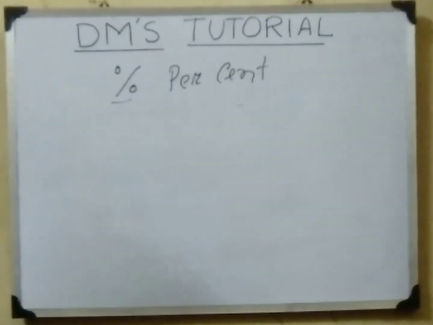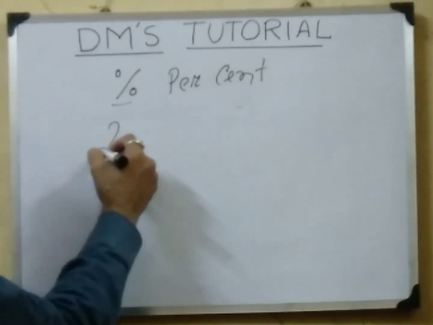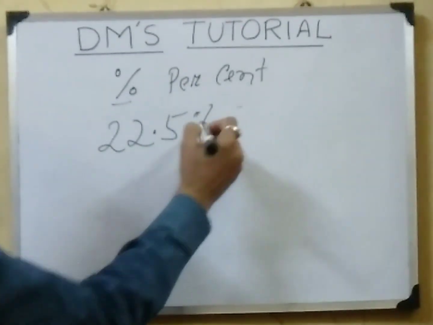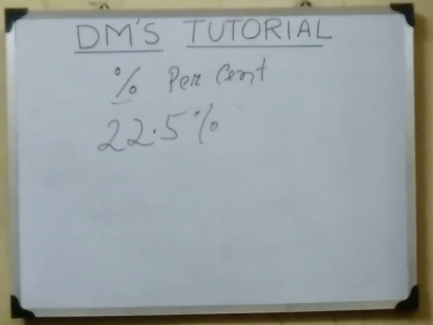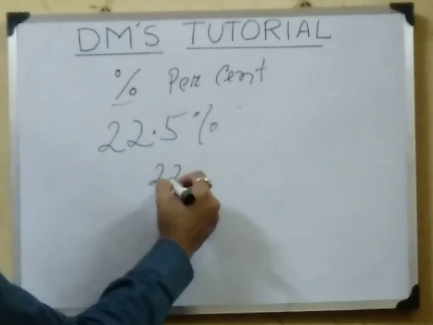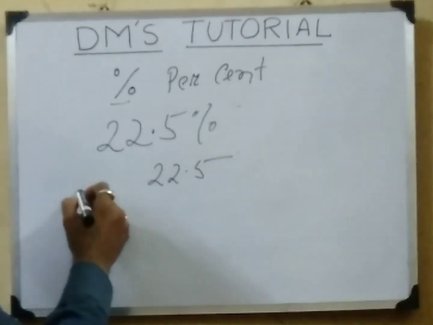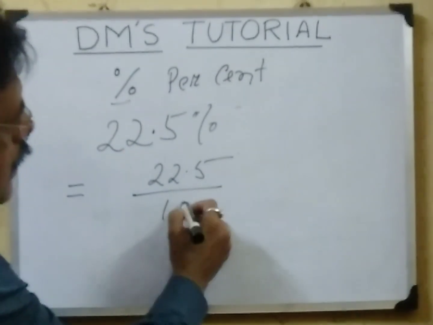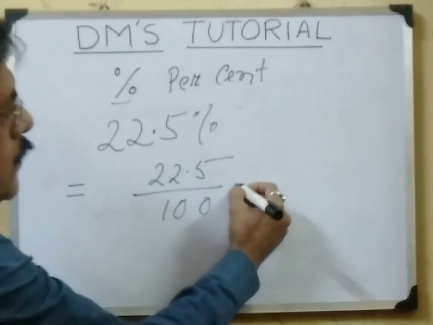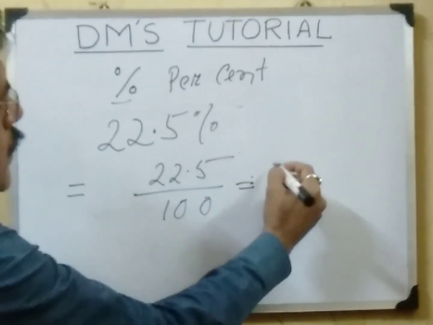I am taking another example. 22.5%. This is to be converted into a fraction. Let's look. 22.5 by 100. Here is the decimal point. We have to remove the decimal by multiplying 10 to both numerator and denominator.